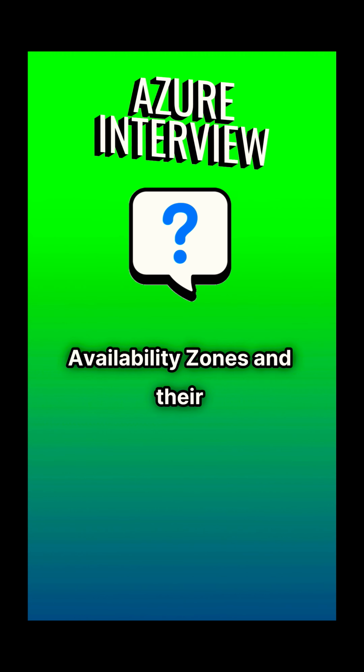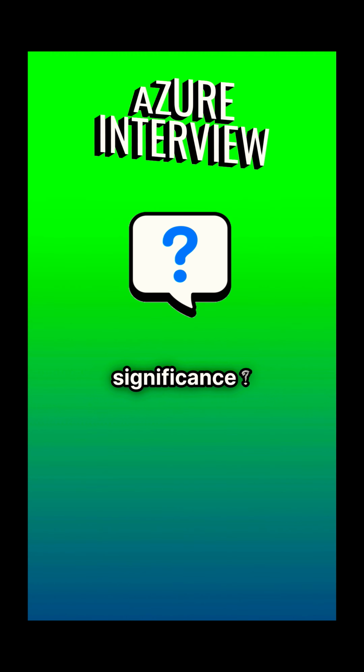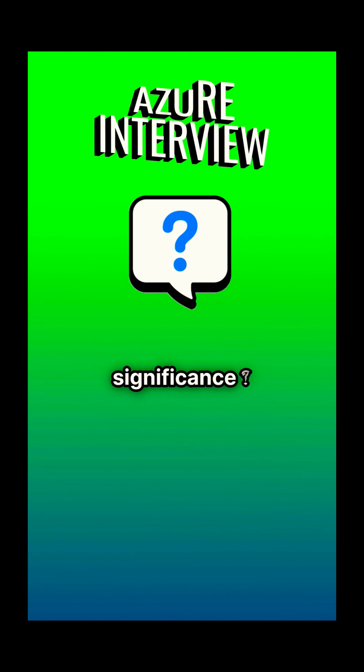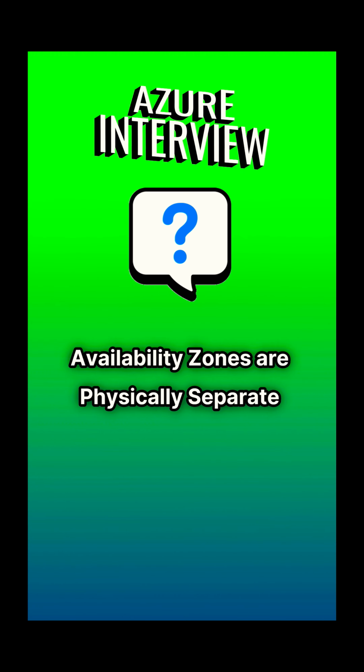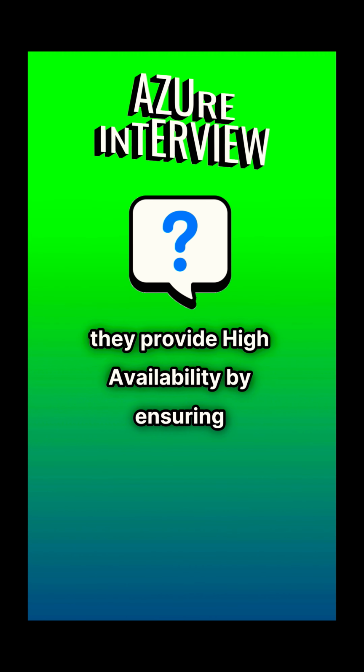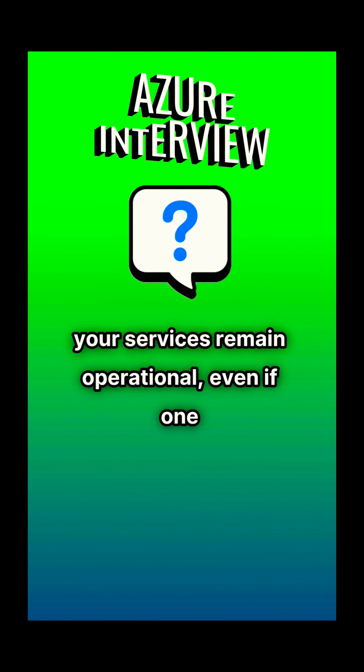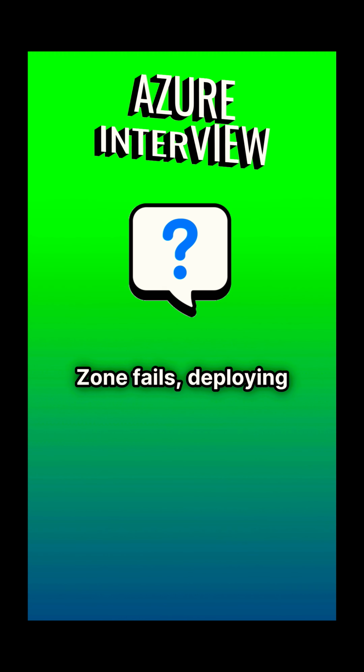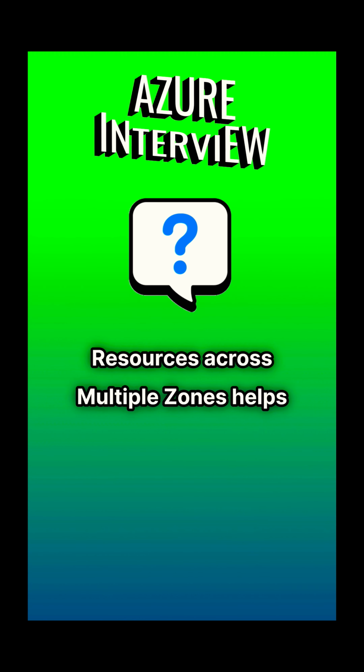Question 15. Explain the concept of availability zones and their significance. Availability zones are physically separate locations within an Azure region. They provide high availability by ensuring your services remain operational even if one zone fails. Deploying resources across multiple zones helps achieve 99.99% uptime SLA.